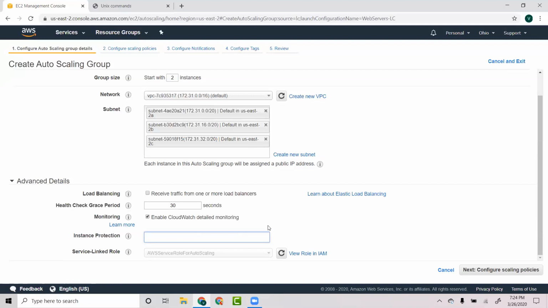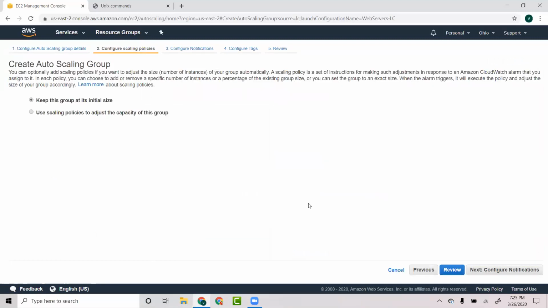I don't want that protection because I want my instances to be scaled in when things go fine. So what it means is, when I need additional instances, I need that elasticity. But when nobody is there, pretty much average volume is coming in, then I don't want additional instances. I want additional instances to be terminated automatically. So that's about instance protection. Service linked role is, we didn't talk about IAM roles. Okay, now create an auto scaling group. Let's define policies. In here, you can say keep this group at its initial size, but this is not fun.